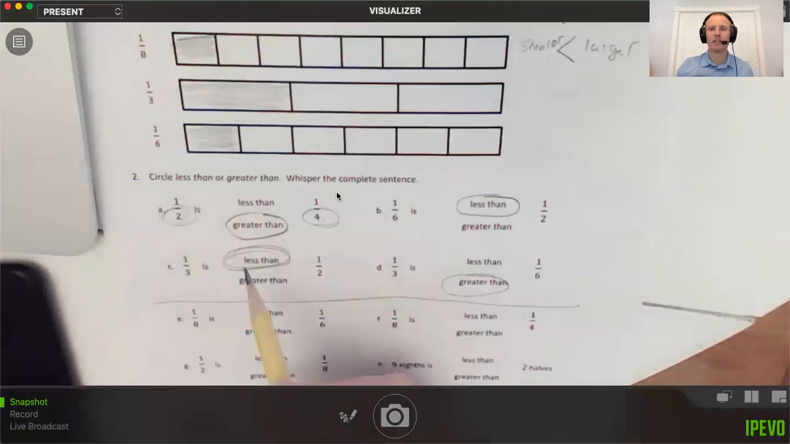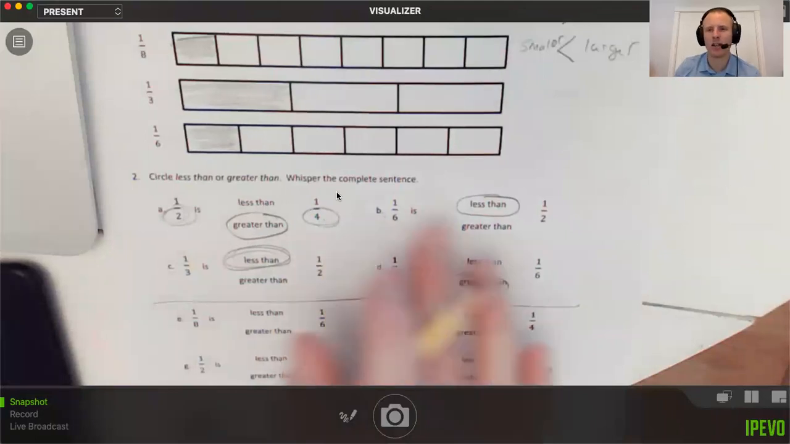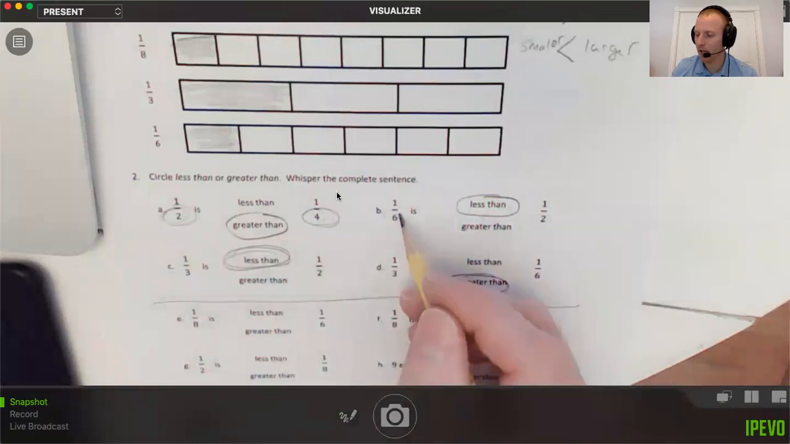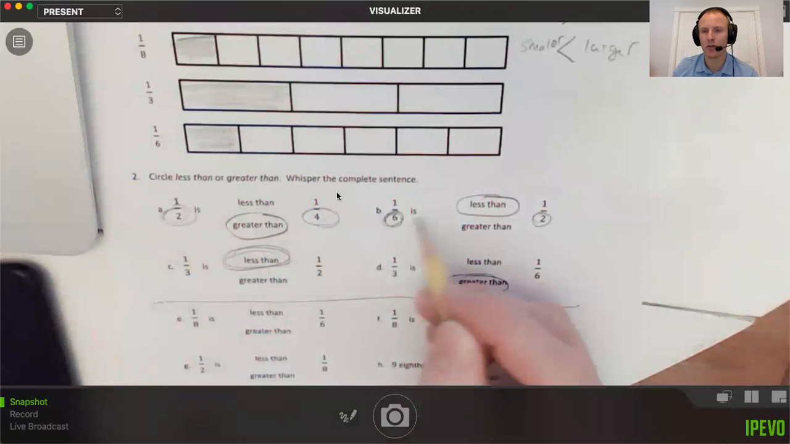Now, people's instinct is to say, well, 4 is greater than 2, so why isn't this the other way around? Why aren't we saying that 1/2 is less than 1/4? I don't know. Let's look at the next one and see if we can figure that out. 1/6 is less than 1/2. Again, 6 is bigger than 2, so why are we saying that it's less than 2?